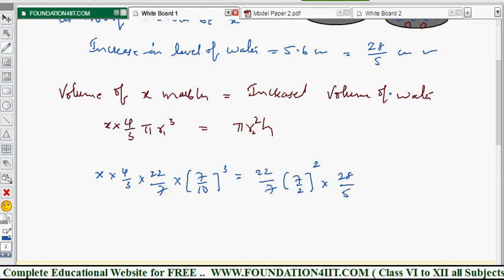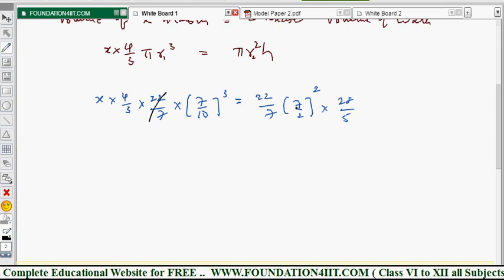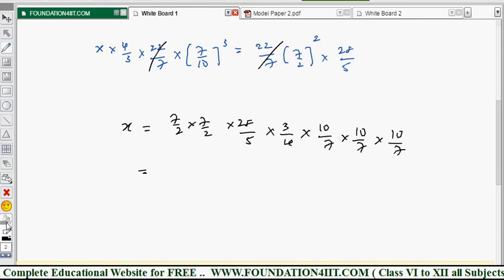The height is given, meaning how much the water level is raised. Using this you can find the value of x by cancelling common terms on both sides. 22 by 7 and 22 by 7 get cancelled. You simplify everything, then x equals, on the right side, 7 by 2 into 7 by 2 into 28 by 5, and this 4 by 3 becomes 3 by 4, and 7 by 10 cube becomes 10 by 7 into 10 by 7 into 10 by 7. Now just simplify all these, then you get the final answer.